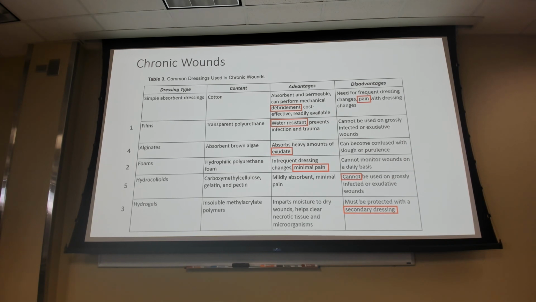And then here's more of the advantages and disadvantages of these typical dressings that we use. And like I said, some of them can help with debridement, some are better for pain. So those are just little things to look at when you're evaluating that wound and what type of dressing you're going to place over it.